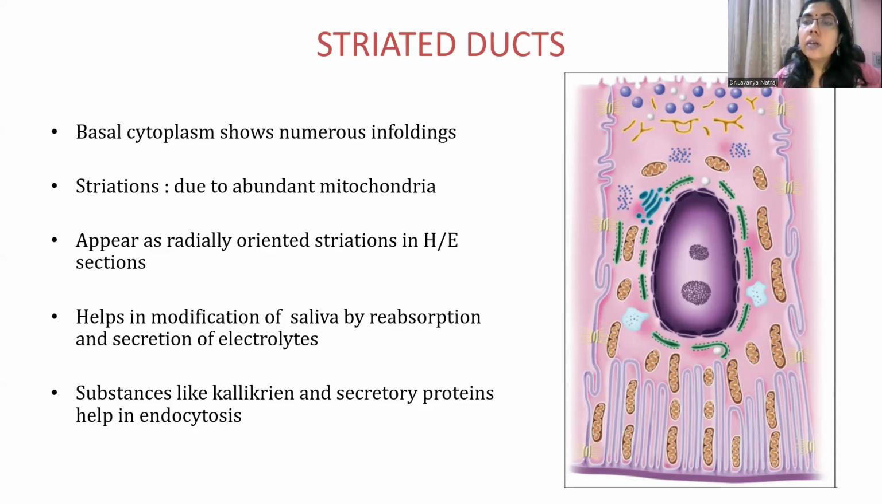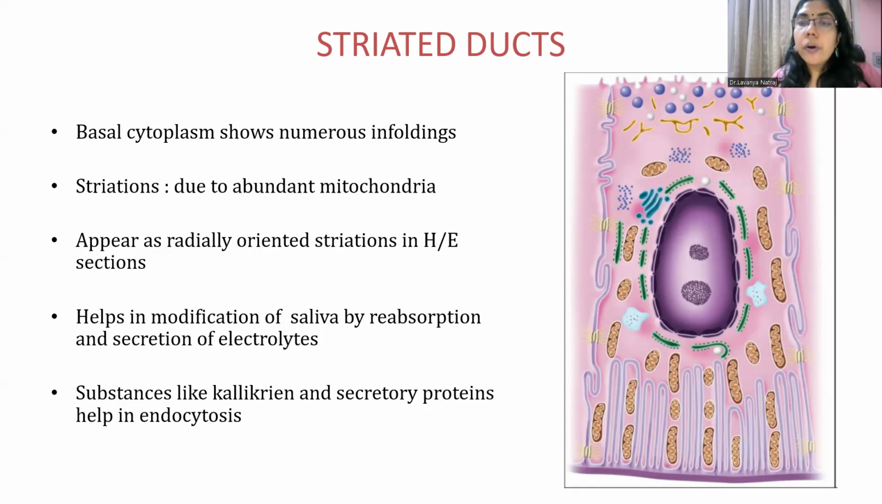Why these striations occur is because of the abundant mitochondria. Can you see the small yellow colored, long shaped structures? Those are the mitochondria. Because of the presence of abundant mitochondria, you will have striations in the striated duct. That is why the name striated duct. These striations or infoldings will appear as radially oriented striations in an H&E section.